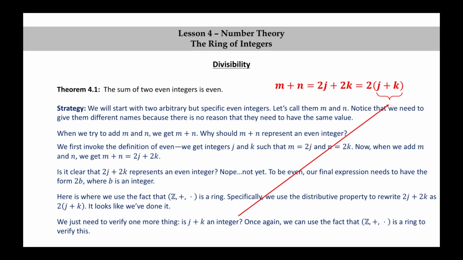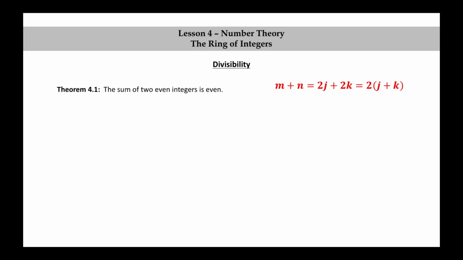Once again, we use the fact that the set of integers together with addition and multiplication is a ring to verify this. Specifically, we use the fact that plus is a binary operation on the set of integers. So in other words, when we add two integers, we always get an integer. That will guarantee that j plus k is an integer. Okay, let's go ahead and write out the proof in detail.